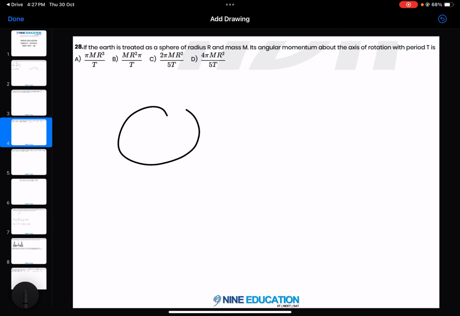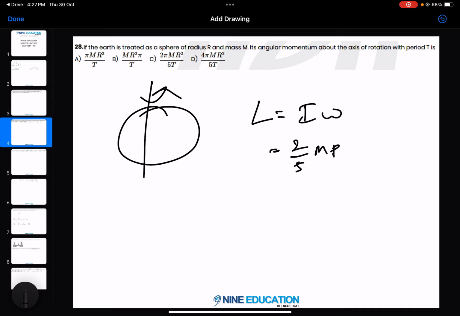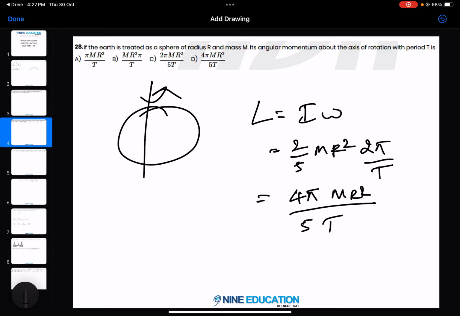We have Earth. Earth is a solid sphere. We need angular momentum. Time period is T, so omega is 2 pi by T. Angular momentum is I omega. The solid sphere moment of inertia is 2 by 5 MR square. Omega is 2 pi by T. So it will be 4 pi MR square by 5T.